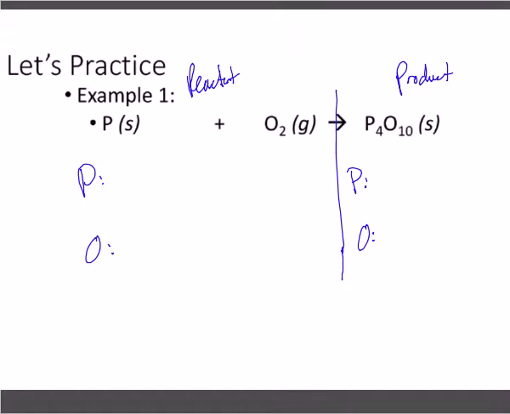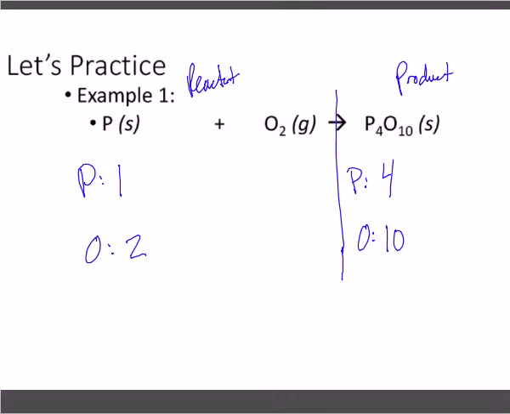How many phosphorus atoms do I have on the left side? 1. How many do I have on the right side? 4. Okay. How many oxygens do I have on the left side? 2. How many do I have on the right side? 10, right? Subscripts tell you the number of atoms. Coefficients are how we're going to balance them. So I'm going to change up colors here.